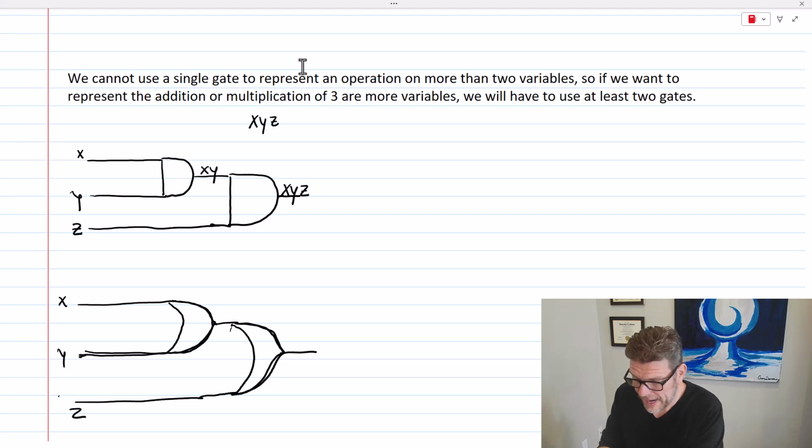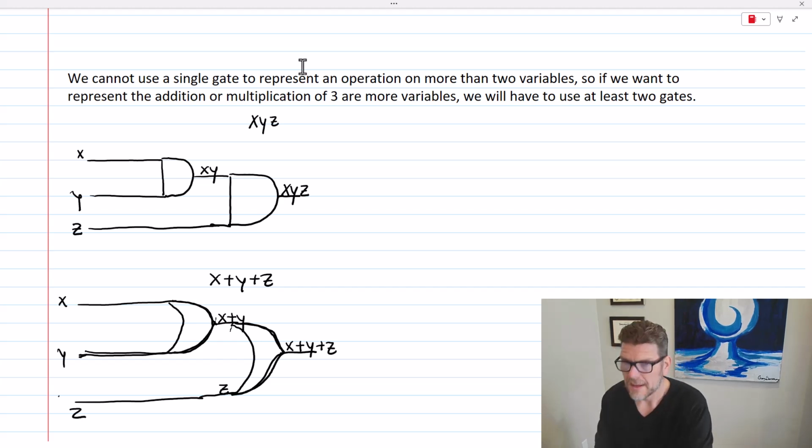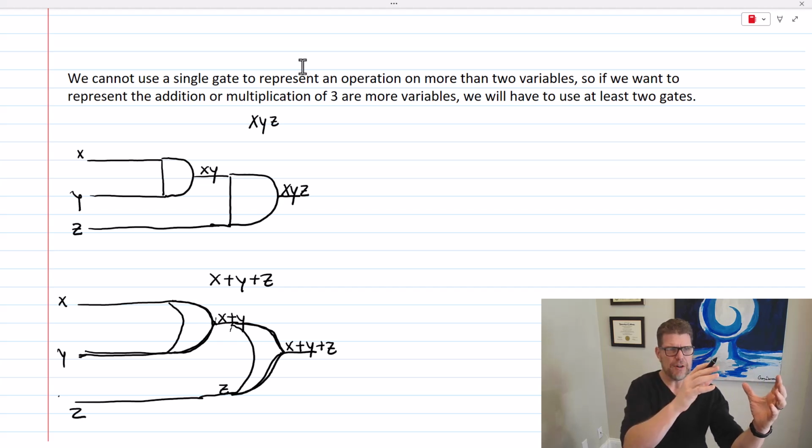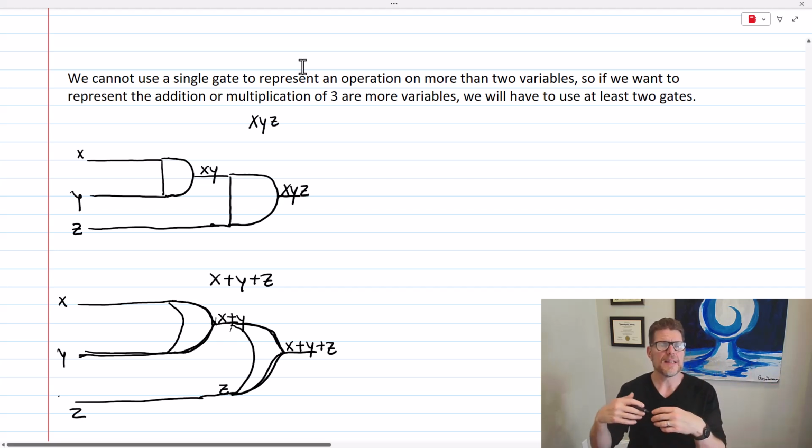I'll do the same thing with my OR. So say, for example, I want to get X plus Y plus Z. So what I'm going to do is take X plus Y first. I'm going to use that OR gate for X plus Y. And then I'm going to take Z and add it to X plus Y. So I get X plus Y plus Z. And what you can see is that this is kind of like how parentheses work inside of Boolean algebra. Essentially, we're going to do the thing that's to the left first, and then we're going to utilize that as the variable for the next operation.